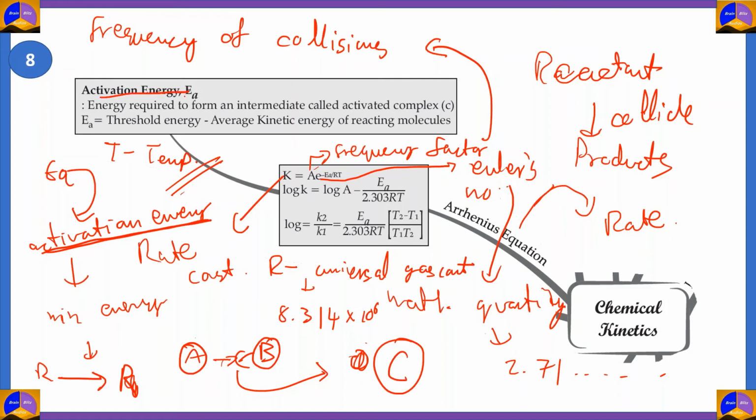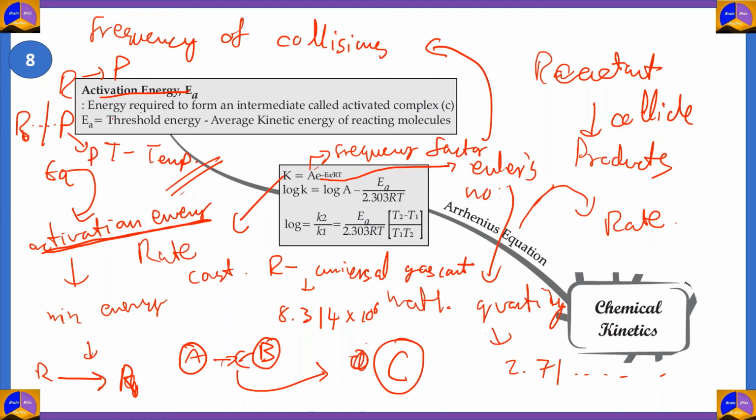The activation energy is the energy required to form an intermediate known as the activated complex. Suppose we have a reactant trying to convert into a product, we will reach a stage where it is RP. And this is unstable, so it then dissociates to form the product.